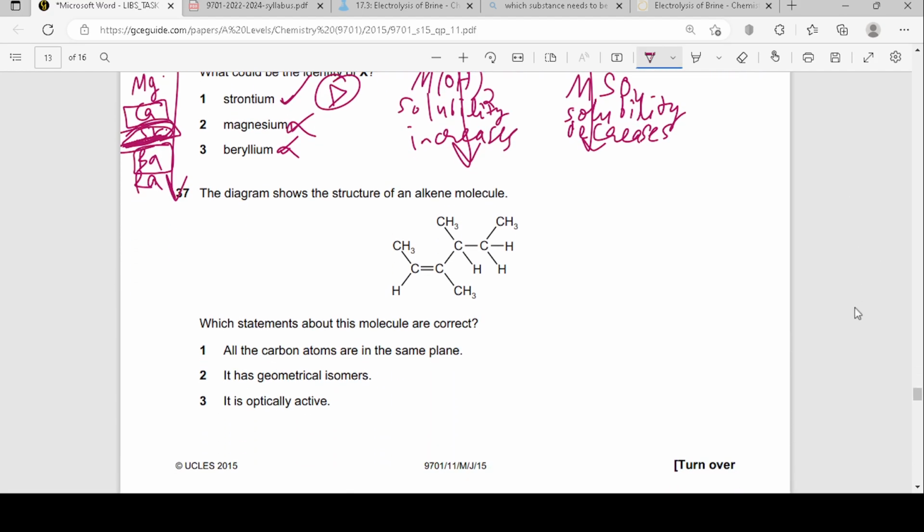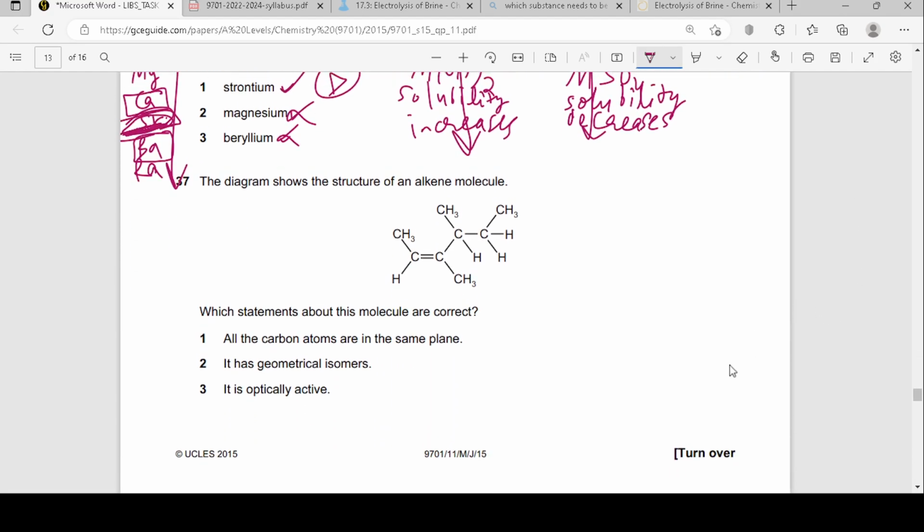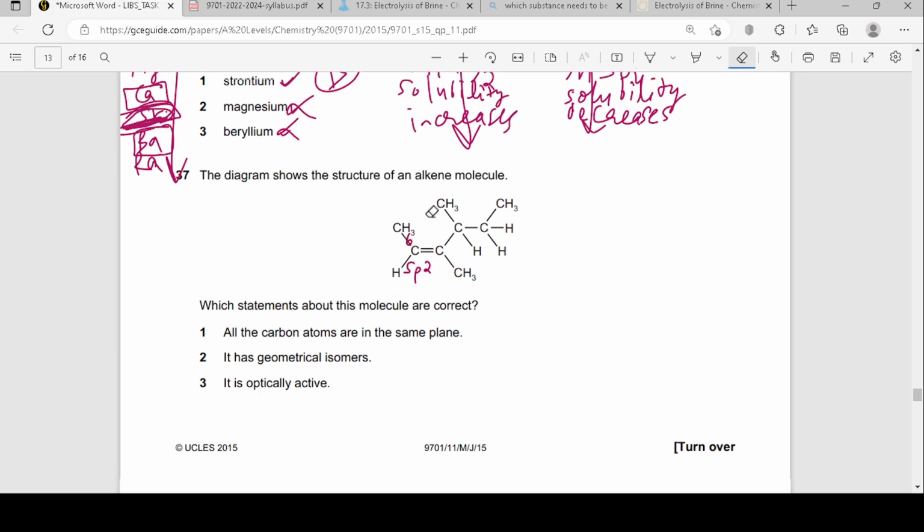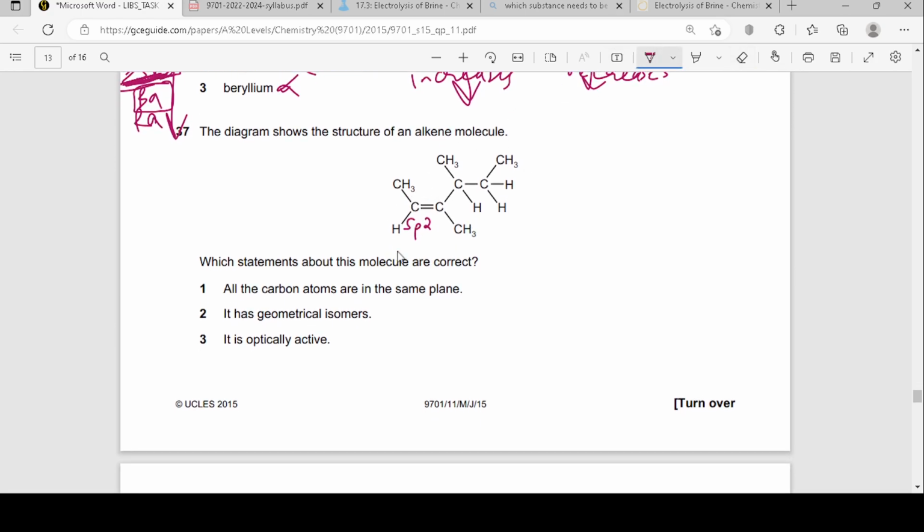The diagram shows the structure of an alkene molecule. What statements about this molecule are correct? All the carbon atoms are in the same plane. Well, for this it is 120 degrees, right? So this is sp2 hybridization, because it has three sigma bonds and no lone pair. Those three do lie in the same plane because it's 120 degrees. It is called trigonal planar, and planar means it does lie in the same plane.